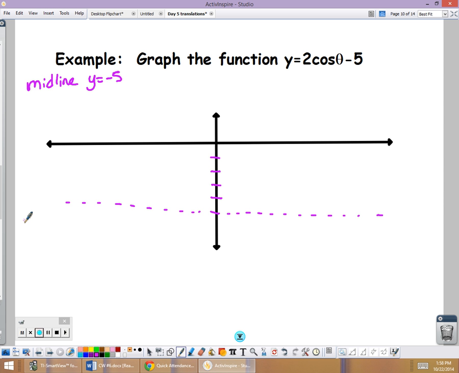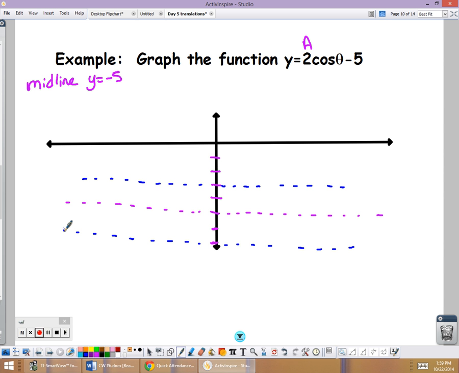What does 2 do to my cosine theta when it's out in front? It changes, oh, compression. You're feeling like it's B. I think you're misinterpreting this as B. If there's a B here, that compresses horizontally. This is an amplitude, yeah. So that tells me I'm going to be going up 2 and down 2 from my midline. So we're going to draw 2 more little dashed lines to tell me how high my function's going and how low my function's going. So from the midline, my amplitude is 2 higher and 2 lower.